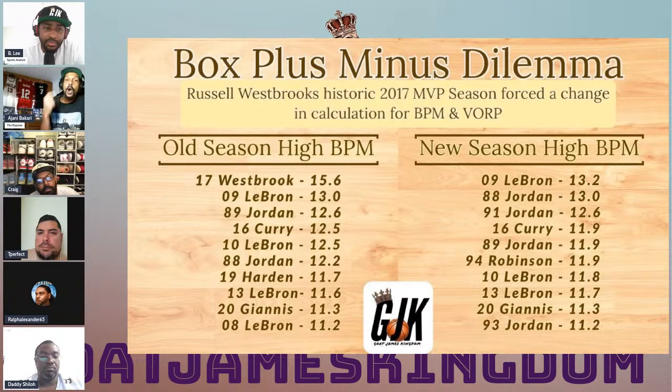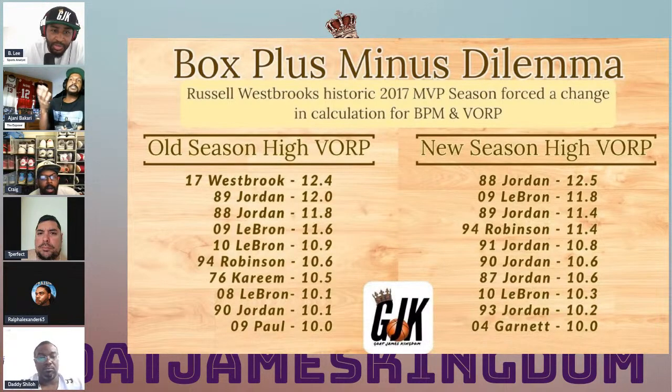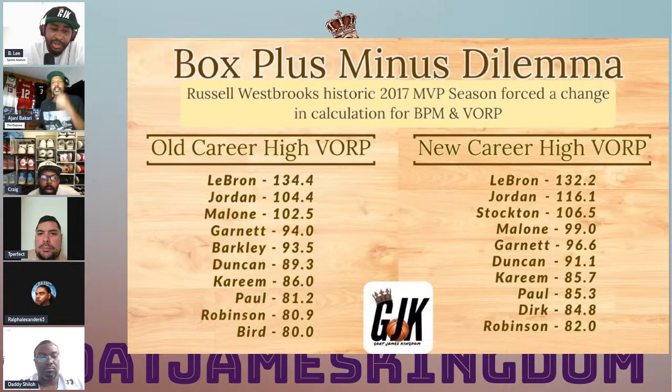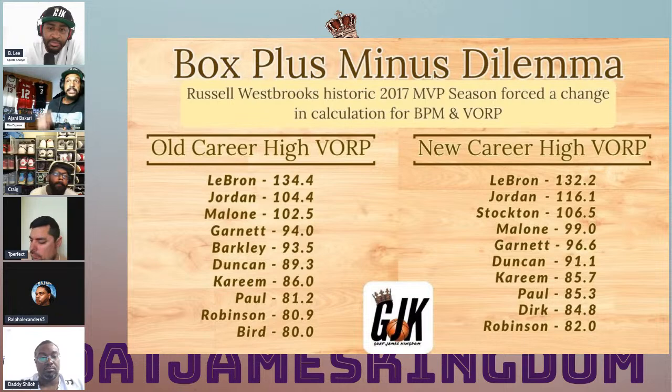So if we go to the VORP, right, the top VORP for a career, this one was the season high. We go to career. Yeah, first we go to career. So this is the one for the career. If we go to the career, as of 2020, LeBron was number 1. He beat Jordan by almost 20 points. It was Jordan, then Malone, then Garnett, then Barkley, then Duncan, then Kareem, Chris Paul, David Robinson, and Bird.